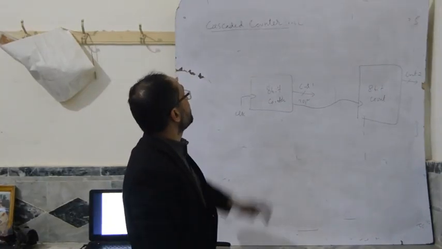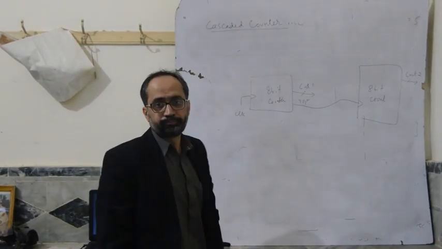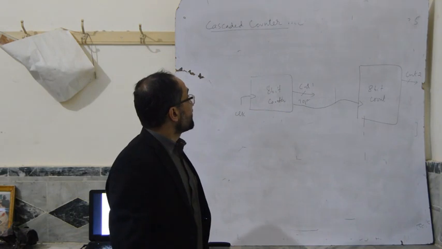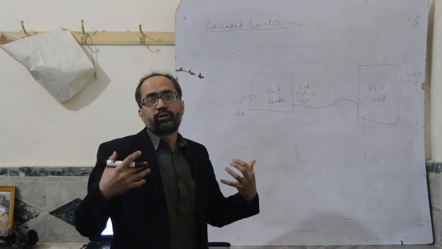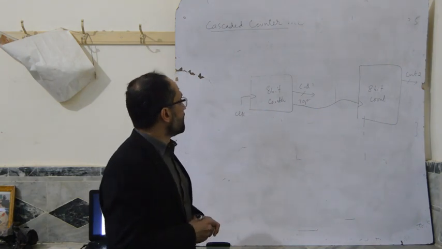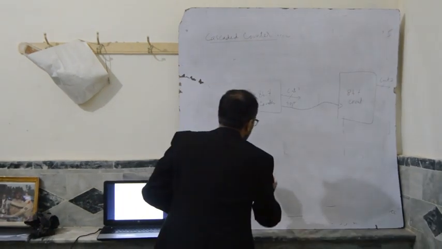Okay, so now we will study the cascaded counter. A cascaded counter is used to improve the timer interval of a clock. For instance, let's assume that we have an 8-bit counter.